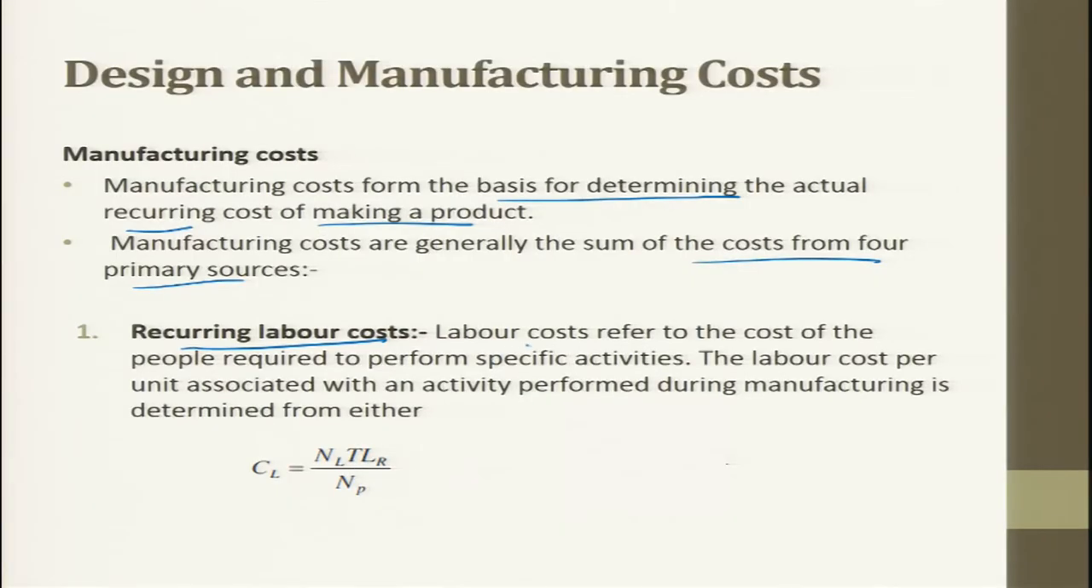So, labor costs refer to the cost of the people required to perform specific activities. The labor cost per unit associated with an activity performed during manufacturing is determined from CL is equal to NL T LR by NP. So, what are these abbreviations here? NL is the number of people, T is time as I said, and NP is the number of units that are produced here. LR is the labor rate. So, these are the components of the recurring labor cost.